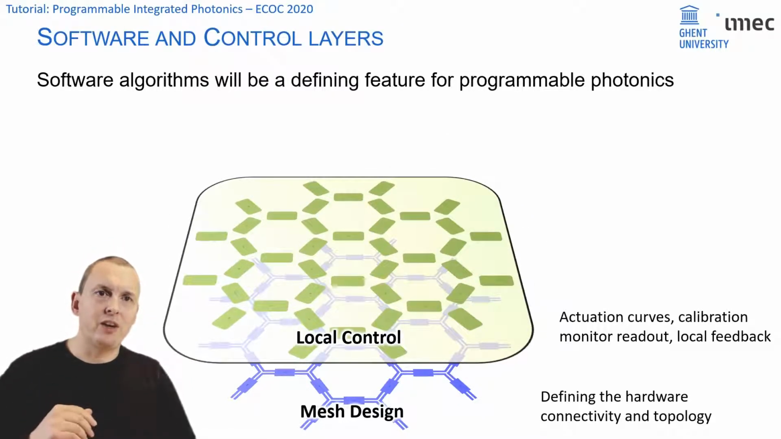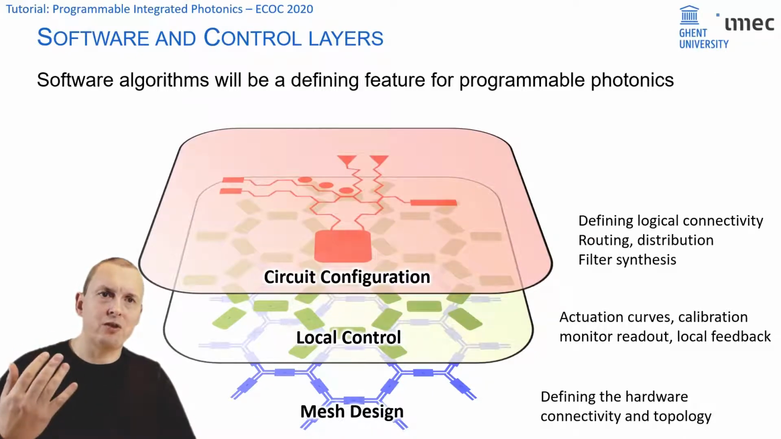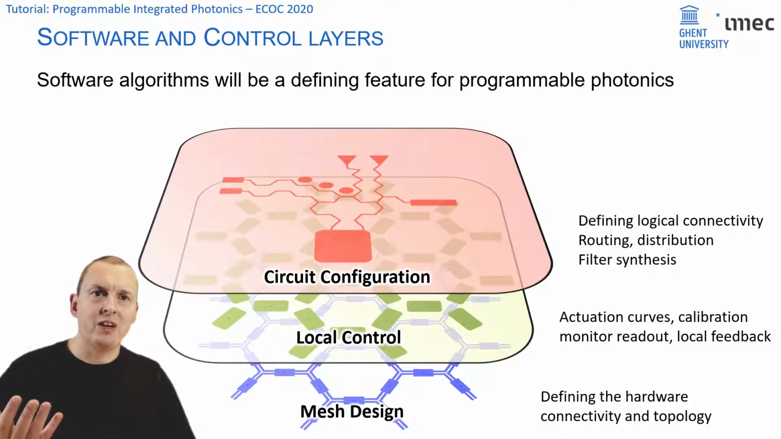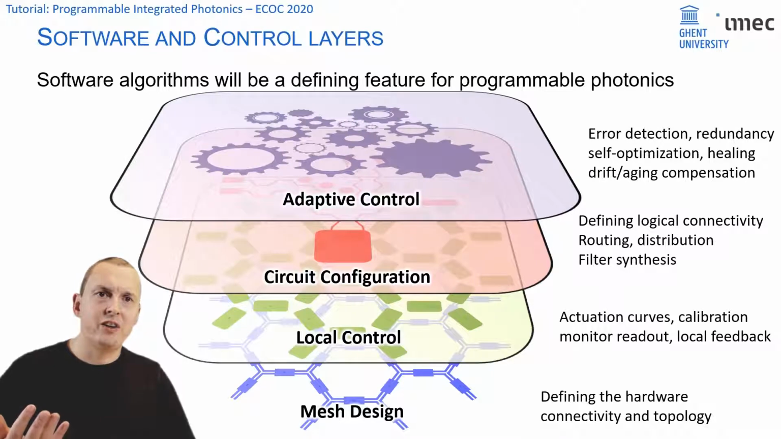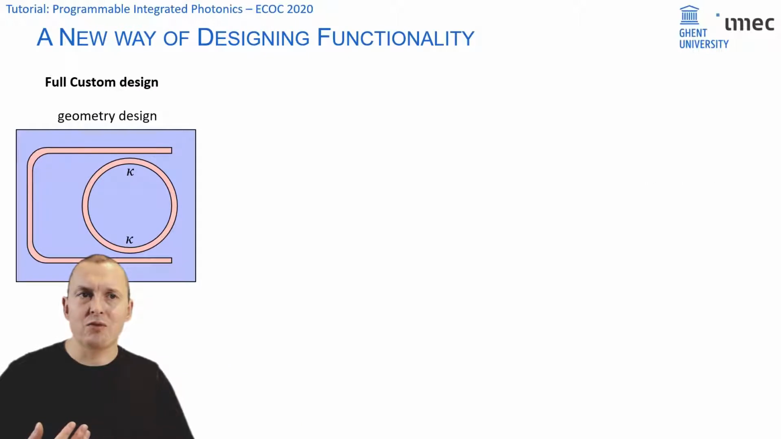If you have that control layer that does the local control, there's a lot of higher order functionality that you still have to design. For instance, how to configure a circuit. And once that circuit is configured, how do you use high-level control algorithms that make sure that the circuit keeps functioning as it should? That essentially creates an entirely new set of design algorithms.